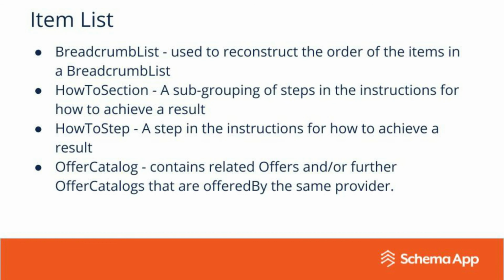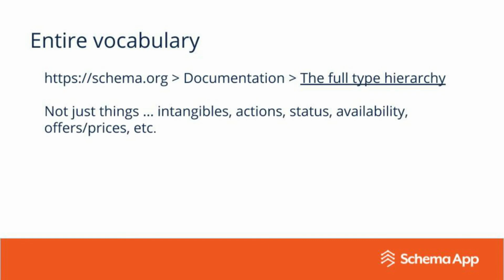We frequently mark up pages that contain a list of items. An item list can be any kind of a list, perhaps a list of the top 25 songs from the previous year or a list of the top 10 attractions to see in a particular city, but they can also be specific types of lists, such as an offer catalog, which contains related offers that are offered by the same provider, which is most frequently used with products. Anyhow, I encourage you to explore these different lists by looking up the definitions via schema.org or via the Schema App Editor. In fact, you can view the entire vocabulary by going to schema.org, clicking on Documentation, and then clicking on the Full Type Hierarchy.